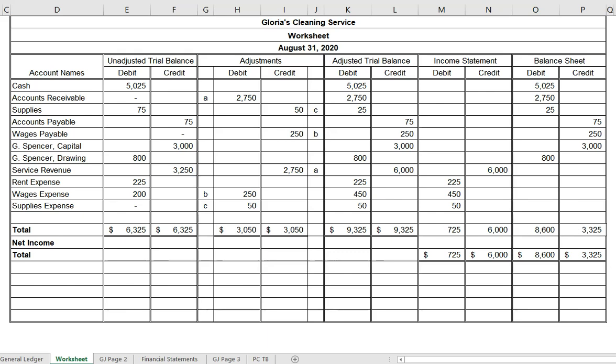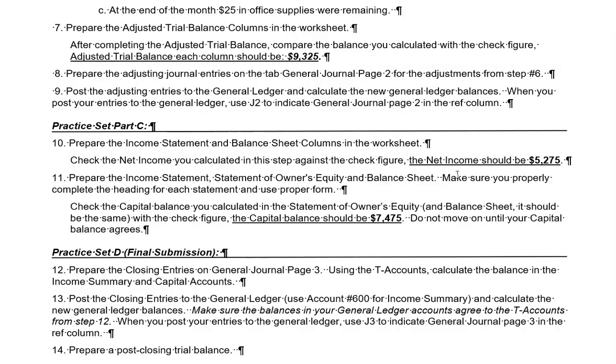The reason is because of the net income. On our income statement, we take our revenue, we subtract out our expenses, and we get our net income. So that's what I'm going to do right here. I'm going to take my revenue, the sum of my expenses, and I'm going to come out with $5,275 as my net income. Now my columns agree. If you recall, our practice set said the net income should be $5,275, so we are right on.